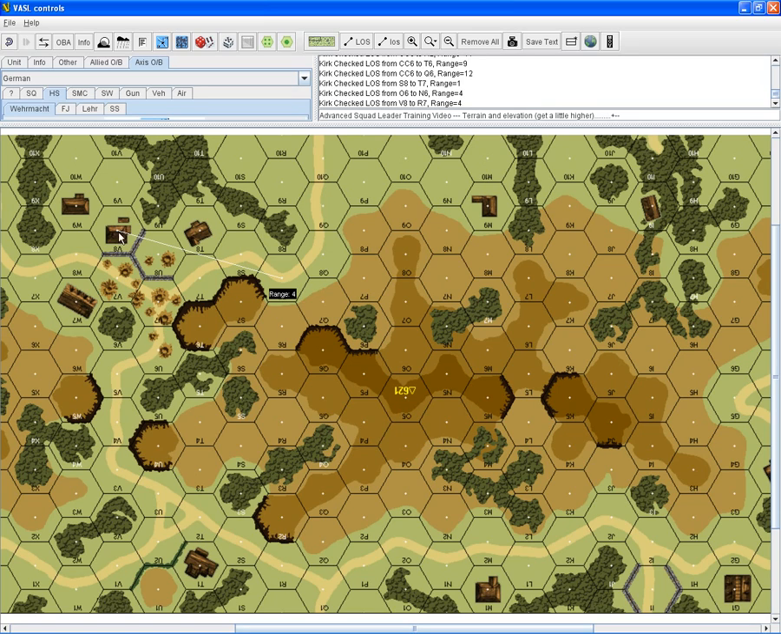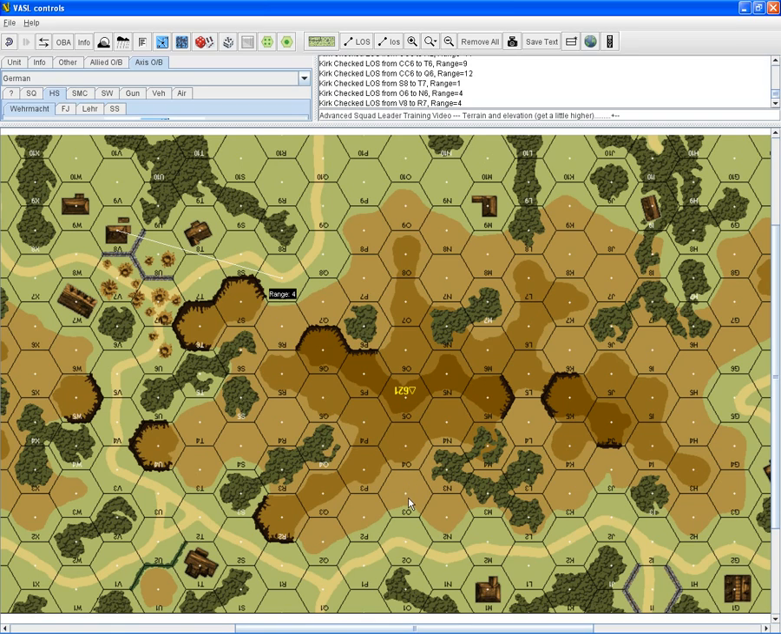This happens to be the target hex. He'll get the bonus for being in the building and not the wall. That's, of course, if he's bypassing it, he's not actually in the building hex. If he's bypassing it, then he would get the wall bonus.